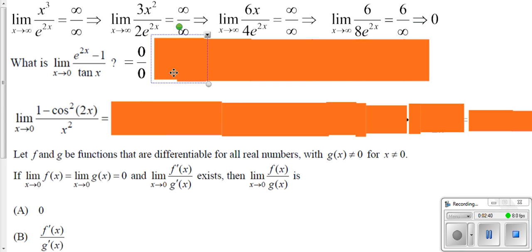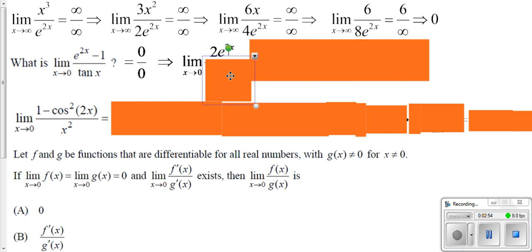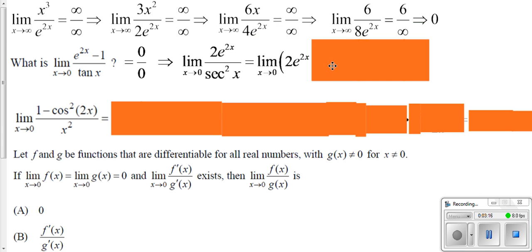Huh. That's an indeterminate form, which means we could do L'Hopital's rule, which says derivative of the top over derivative of the bottom. Derivative of the top would be a 2 e to the 2x. Derivative of the bottom, derivative of tangent is secant squared. Now, this does simplify a little bit. Dividing by secant is like dividing by 1 over cosine squared, which instead of dividing by a fraction, you multiply by the reciprocal. So it's really multiplying it by the cosine squared.